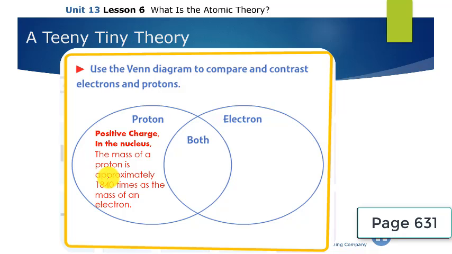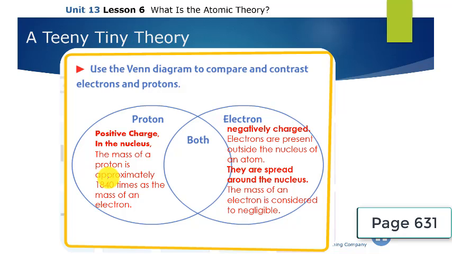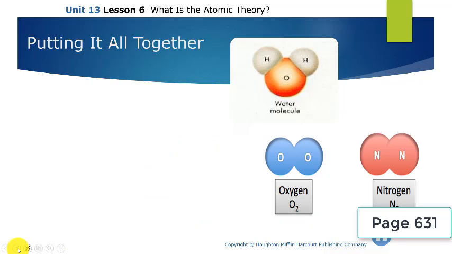The mass of the proton is approximately, that's more than I told you, 1 positive charge in the nucleus. The mass of the proton is approximately 1,840 times the mass of the electron. And the electron has a negative charge. Electrons are present outside the nucleus of the atom. They are spread around the nucleus, and the mass of the electron is considered negligible. And both have in common something: they are particles that make up atoms.